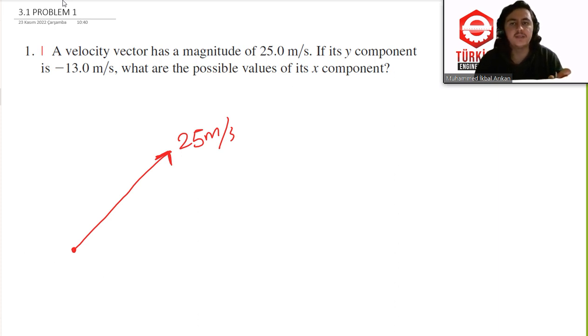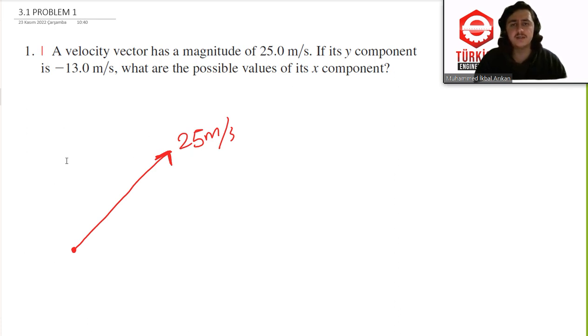If its y component is minus 13 meters per second, what are the possible values of its x component? So actually here I drew my velocity in a wrong way. Why? Because as you see here, my y component is negative. That means for the y-axis, that must be downward, right? If your y velocity is minus, that means it's downward. It's not upward. So my drawing was upward, so I see that I made a mistake.